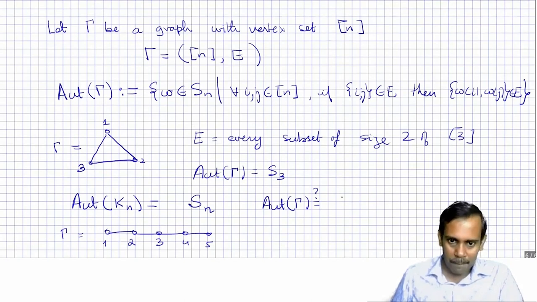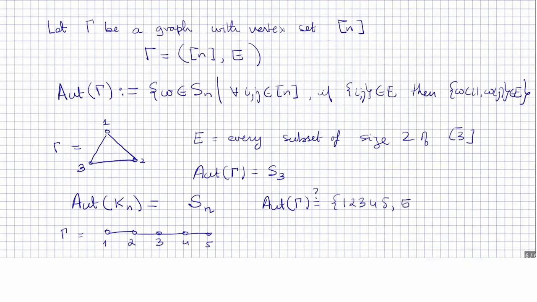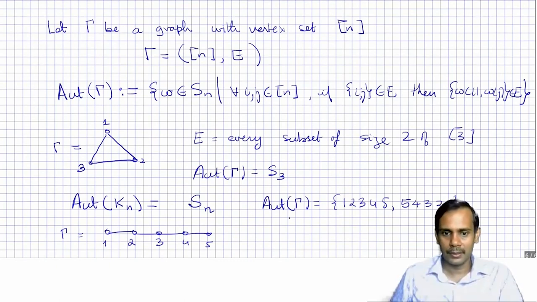If 1 goes to 1, then 2 will go to 2, 3 will go to 3, 4 will go to 4, 5 will go to 5. But if 1 goes to 5, then 5 will go to 1, 2 will go to 4, 3 will go to 3, 4 will go to 2. So in the exercises, I'll give you some more rules to understand what automorphism groups are, and you'll work out more such examples.